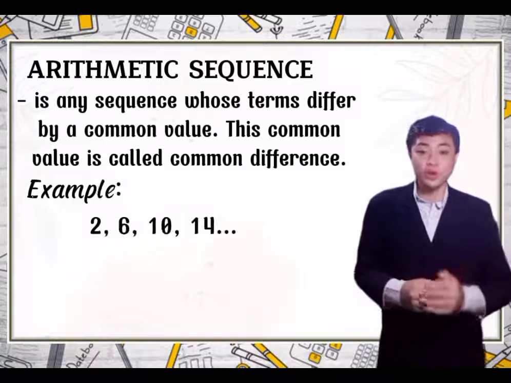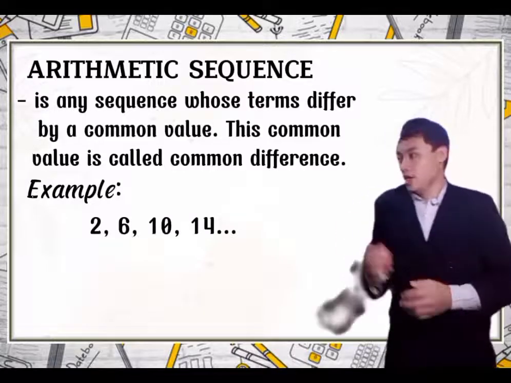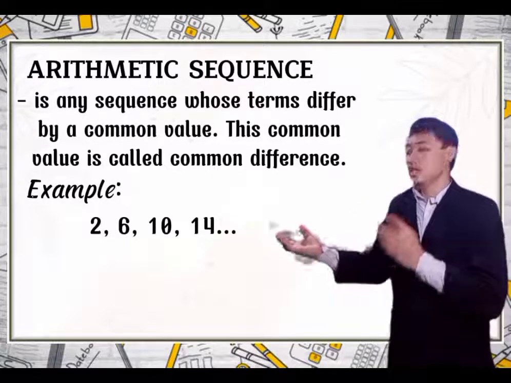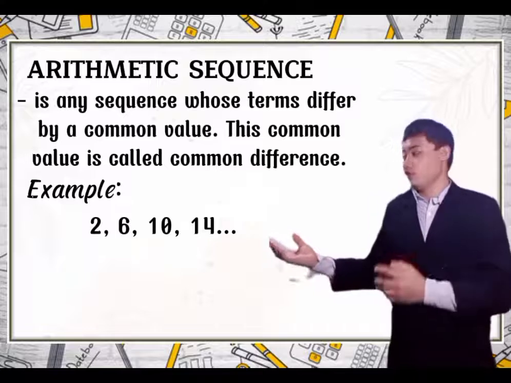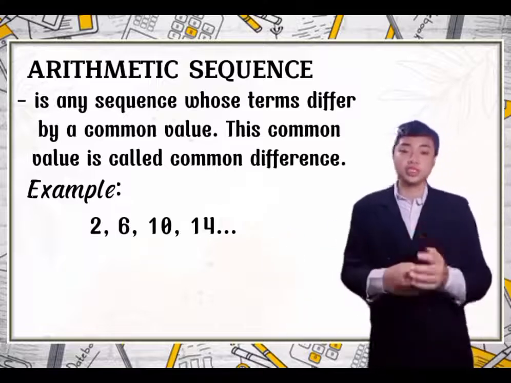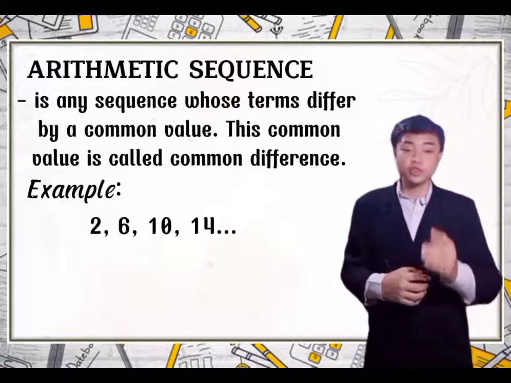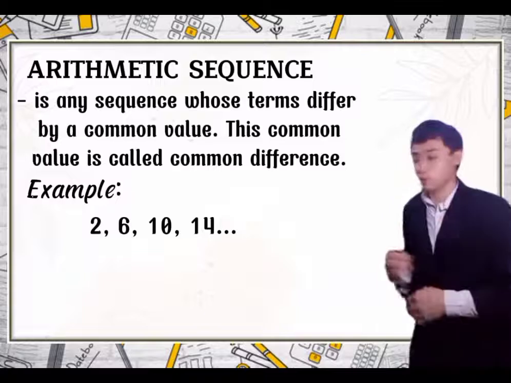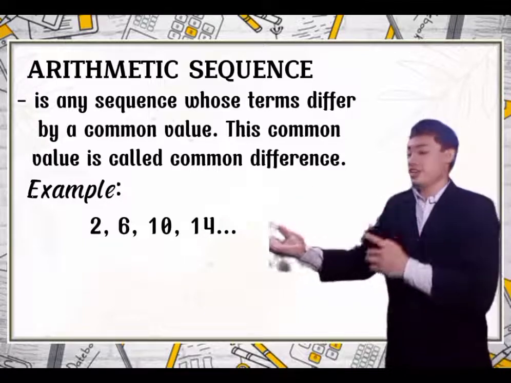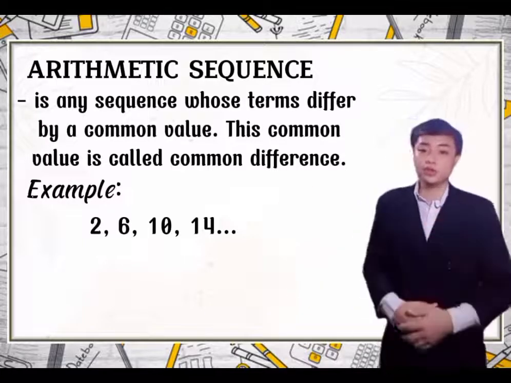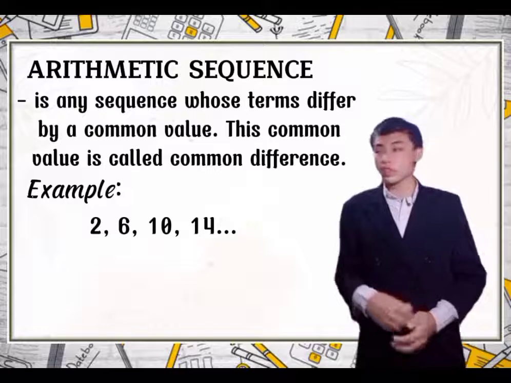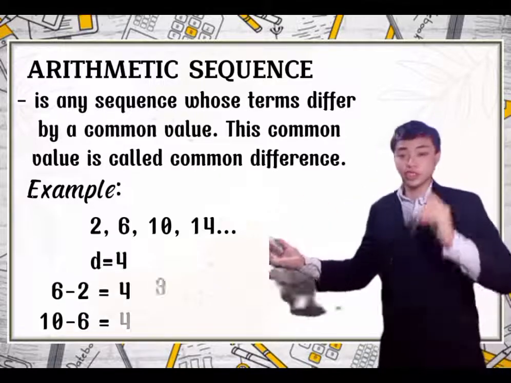Now let's proceed to arithmetic sequence. Arithmetic sequence is any sequence whose terms differ by a common value. This common value is called the common difference. For example, 2, 6, 10, and 14. What is its common difference? Its common difference is 4.